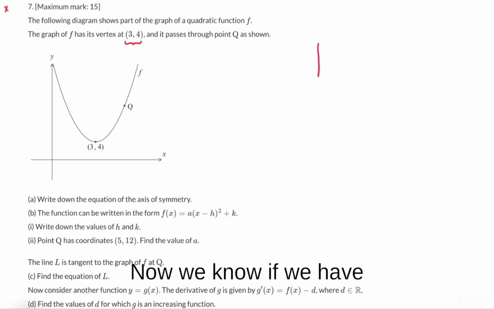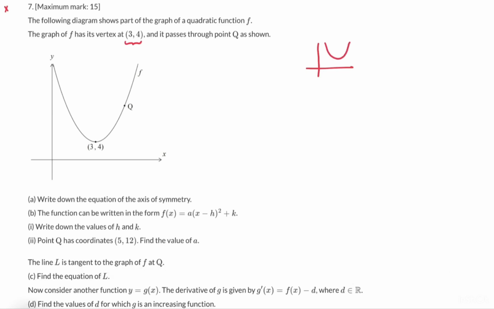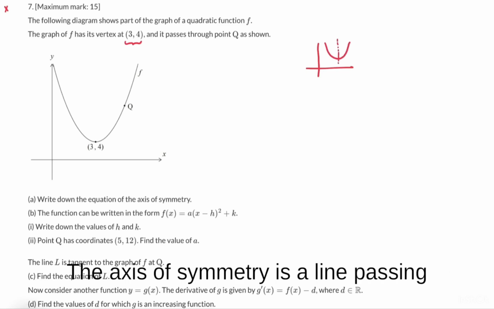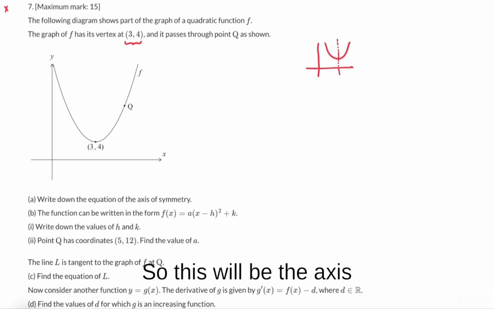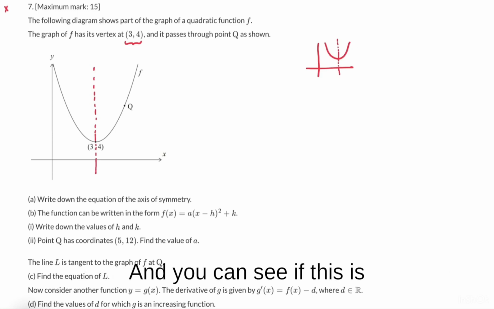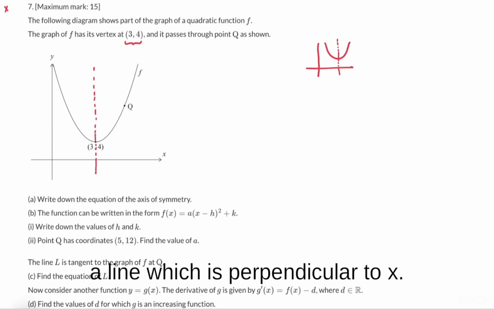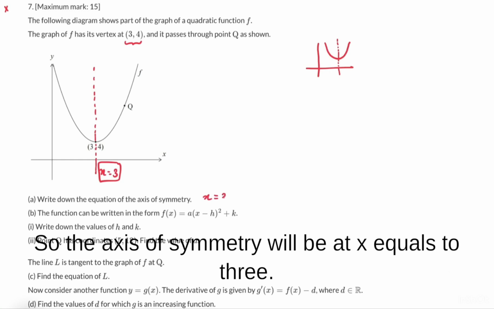Now we know if we have a parabola which is upward opening, the axis of symmetry is a line passing through its vertex, dividing the parabola into equal halves. So this will be the axis of symmetry for this particular parabola. And you can see this is a line which is perpendicular to x, so it will be the line x equals 3. So the axis of symmetry will be at x equals 3.